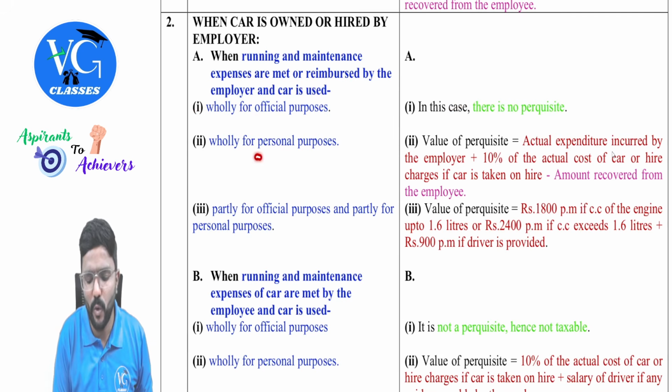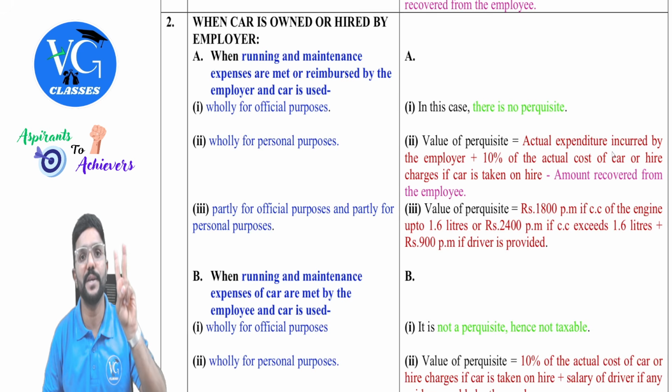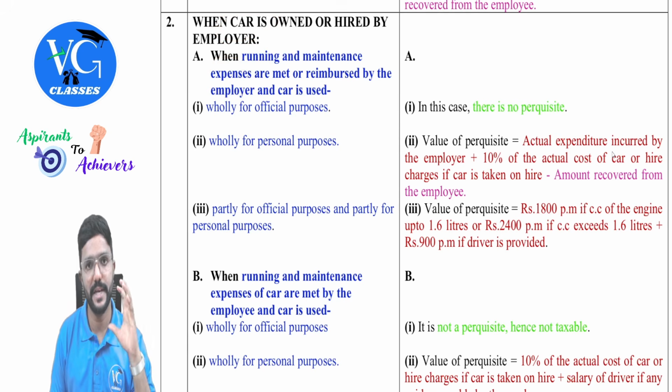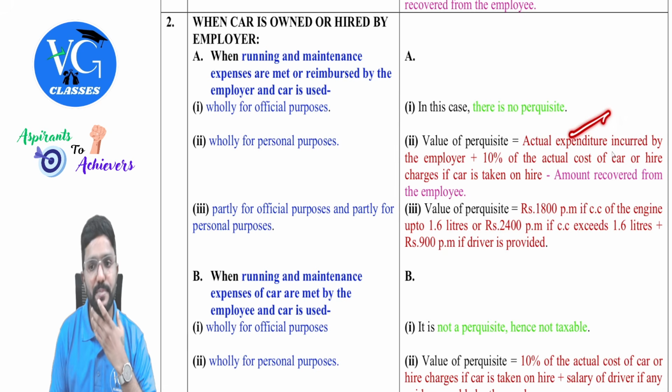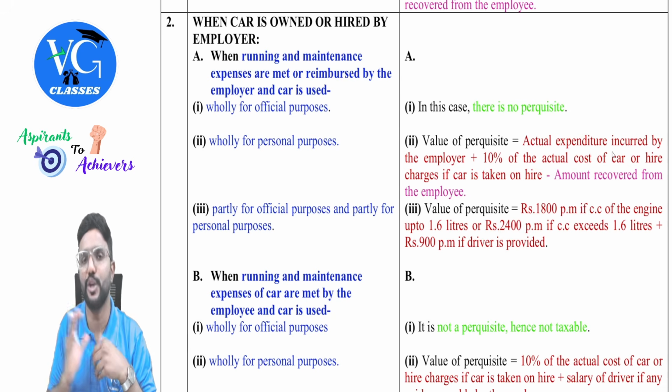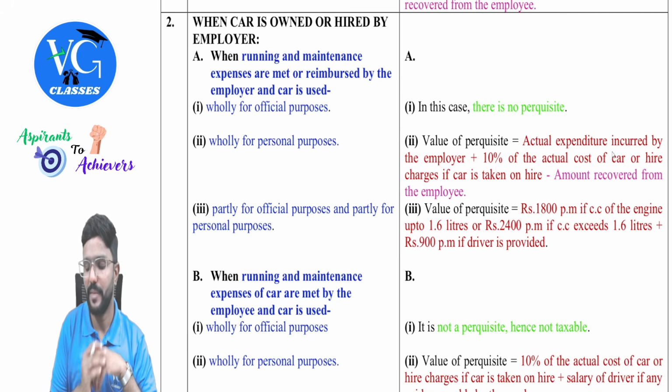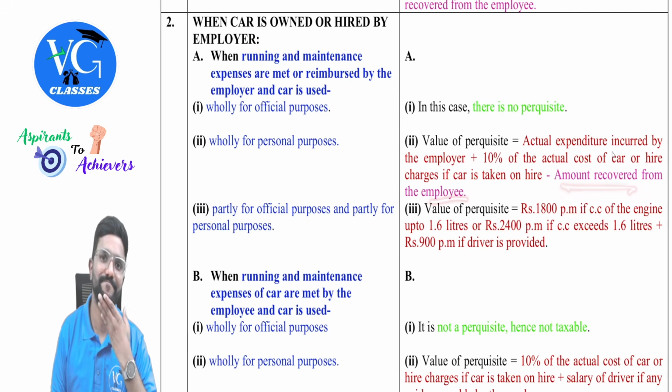Sir, what if it is used only for personal purpose? That means the employee is getting two benefits. One is the car, the other one is expenses, guys. Take both. Actual expenditure incurred by employer plus 10% of cost of the car, or if it is hired by the employer, take actual hire charges paid by employer to hire the car, minus any amount recovered.